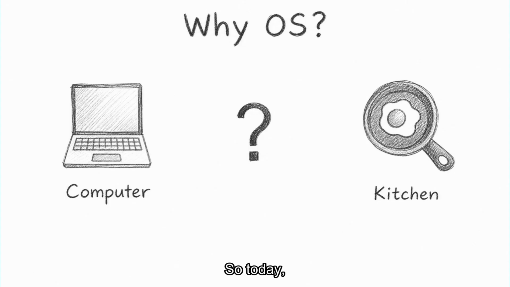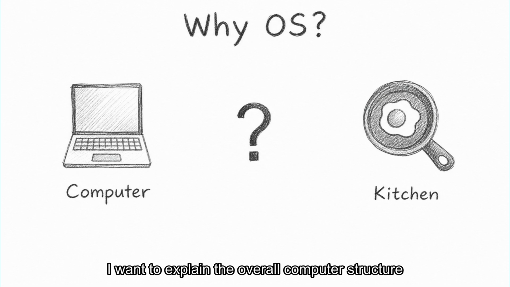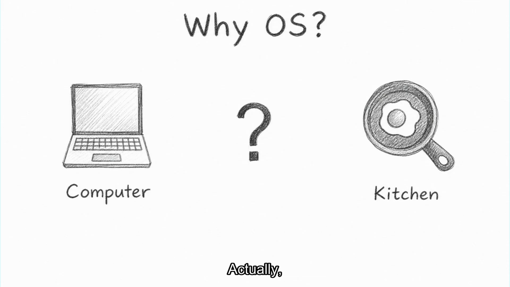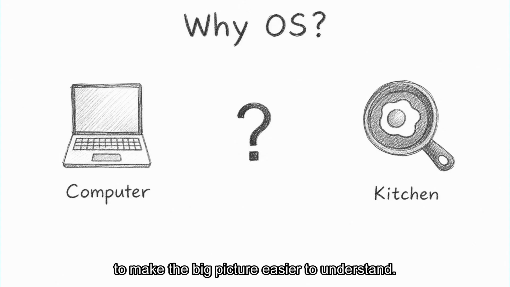So today, I want to explain the overall computer structure by comparing it to a restaurant kitchen. Actually, a real computer and a real kitchen are not exactly the same. It's just a simple analogy to make the big picture easier to understand. So the way I currently understand it is like this.